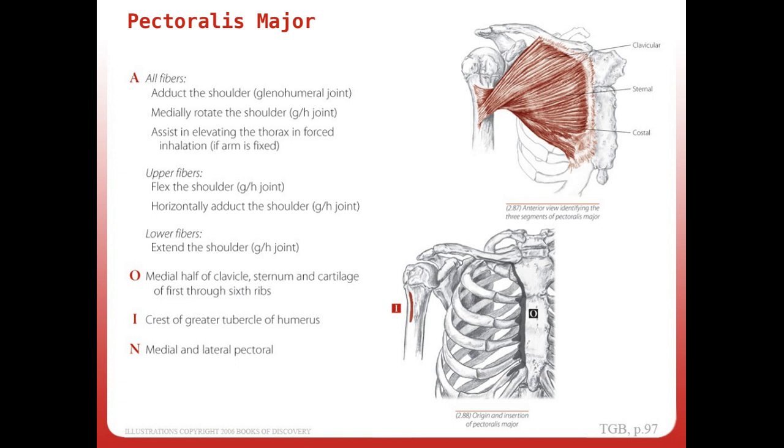So if we take a look at the pec major, we know it's on that humerus, and this is the crest of the greater tubercle of the humerus. Now with the pec, we know there's multiple. We have two, the upper and the lower fibers, and in some books they have the upper, middle, and lower fibers. But you know that the upper fibers are at the clavicular, then we got the sternal, all right, and then the low ones would be towards the bottom of that sternal region. Let's see here. Let's look at this.